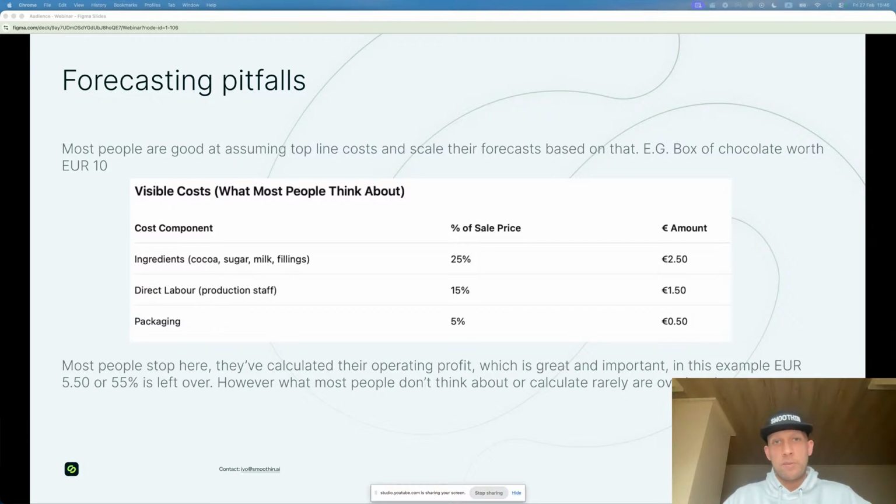Then we have direct labor. So these are the people in the factory that actually make the chocolate. That's another 15%. So that's another €1.50. And then we have packaging, which is another 50 cents, right? So most people stop here. They've calculated their operating profit, which is great and important because that's the first step. And in this example, your operating profit is €5.50 or 55%.